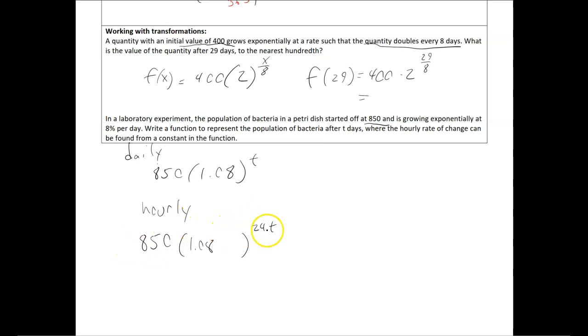And here is the trick, right? If I raise that outside power to 24 as a shortcut, I can raise the inside to 1 over 24. Because for that particular base, that will cancel out while still causing our exponent to grow a little bit more quickly. And then when I type that into my calculator, I get 850 times 1.0032 to the 24t. Okay, so that's my new function. So notice the way we transform these things is by changing the exponent to grow faster or slower.